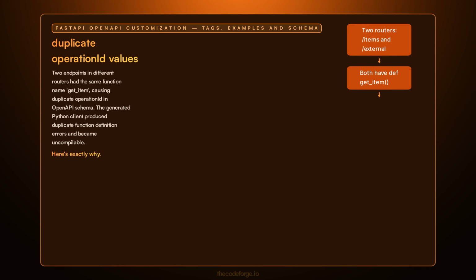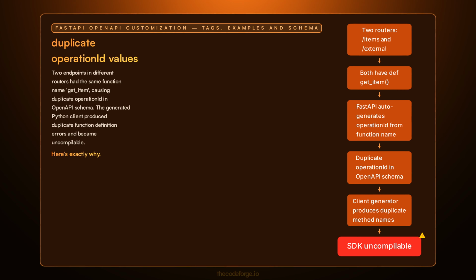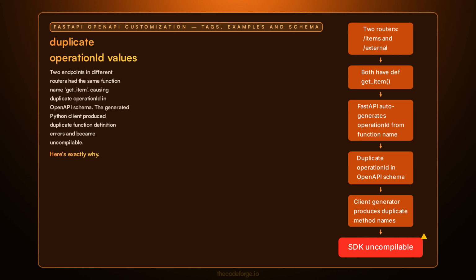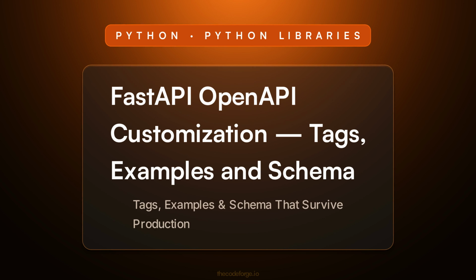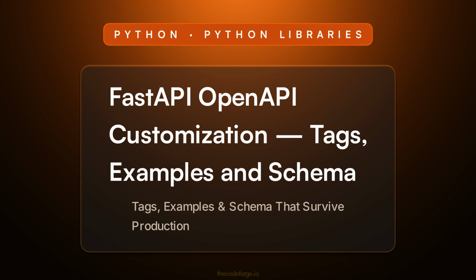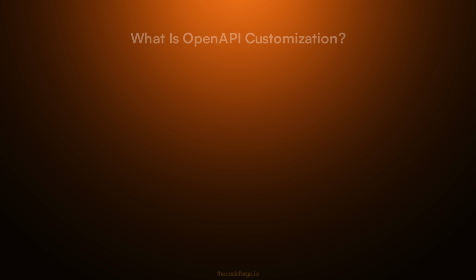A partner's auto-generated Python client broke with duplicate function definition errors. The root cause? Two endpoints sharing the same function name, getItem, produced duplicate operationId values in the OpenAPI schema. Let's break down FastAPI OpenAPI customization, tags, examples, and schema, how it works, and the exact mistake behind that failure.